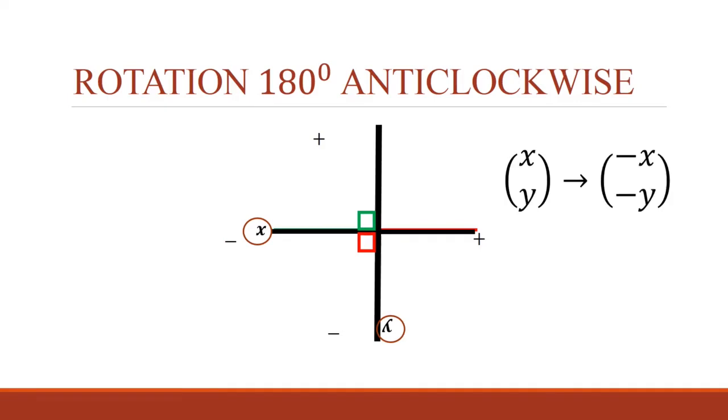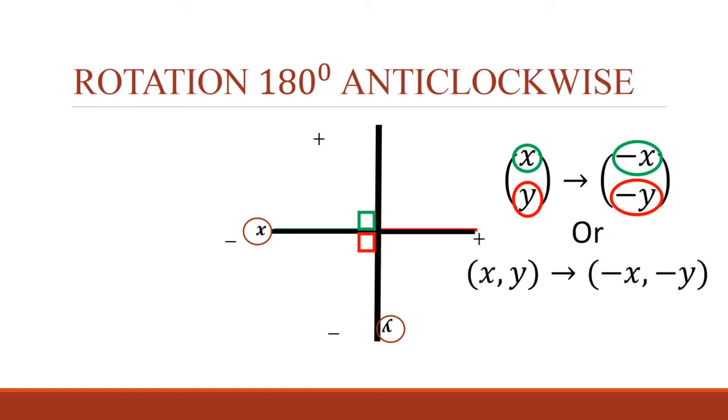This implies that anytime I have an object point (x, y) and I'm rotating this object point through 180 degrees anticlockwise, it means that on my x-axis I'm going to have negative x as my value, and on my y-axis I'm going to produce negative y. This can also be written as a point (x, y) mapping to (-x, -y). So 180 degrees anticlockwise rotation means that we are going to produce the image point (-x, -y).